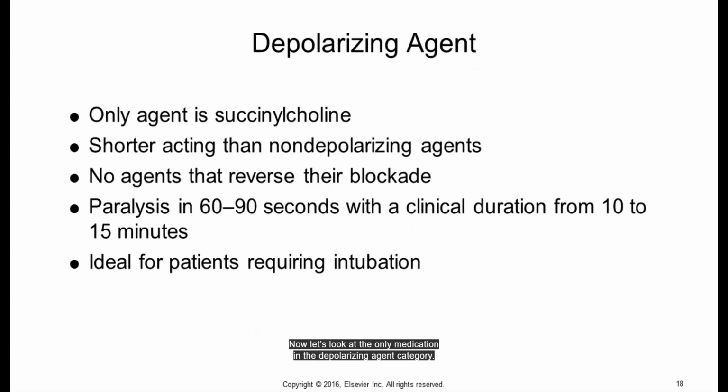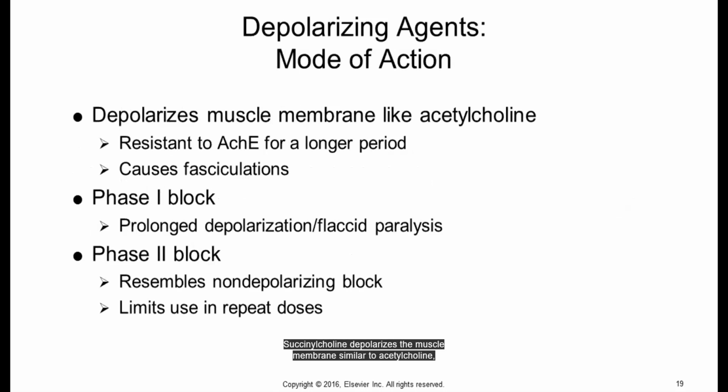Now let's look at the only medication in the depolarizing agent category. That medication is succinylcholine. It is shorter acting than our non-depolarizing agents, and there is no agent to reverse it. Paralysis usually occurs in 60 to 90 seconds and lasts for approximately 10 to 15 minutes, making it ideal for intubation in awake or semi-conscious patients. Succinylcholine depolarizes the muscle membrane similar to acetylcholine, but has the unique feature of causing fasciculations, which are muscle twitches on initial bolus. As stated before, there are no agents available for reversal of succinylcholine.